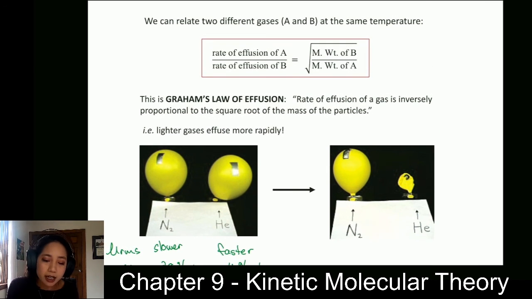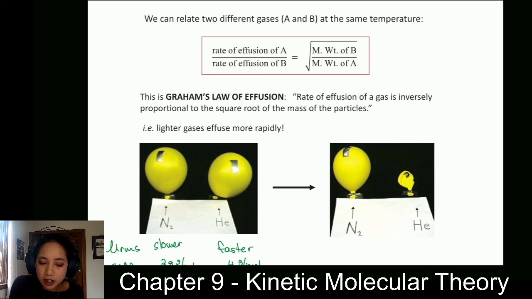And so what you see up here is Graham's law of effusion. It's a calculation that we can do to relate two different gases and how fast they effuse at the same temperature. The rate of effusion of substance A over the rate of effusion of substance B is equal to the square root of the molar mass of B over A. So essentially, molar mass is inversely proportional to root mean squared velocity. But we already knew that.